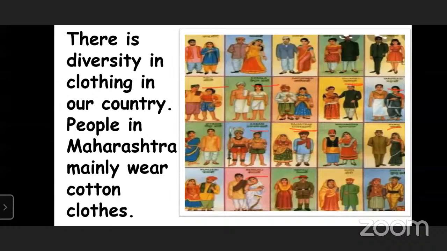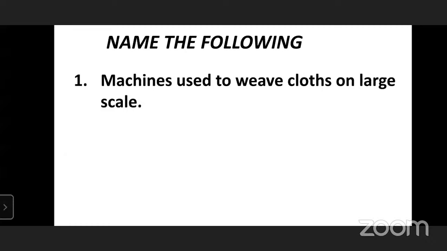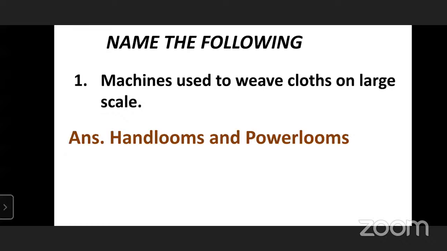Now, children, answer me. Ready? Name the following. Machines used to weave clothes on a large scale. We had seen there were two machines. Power loom and hand loom. Very good. Hand looms and power looms are the two machines used to weave clothes on a large scale.